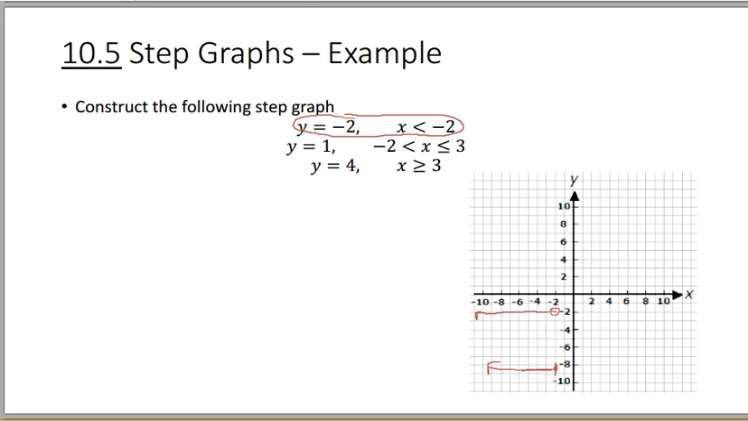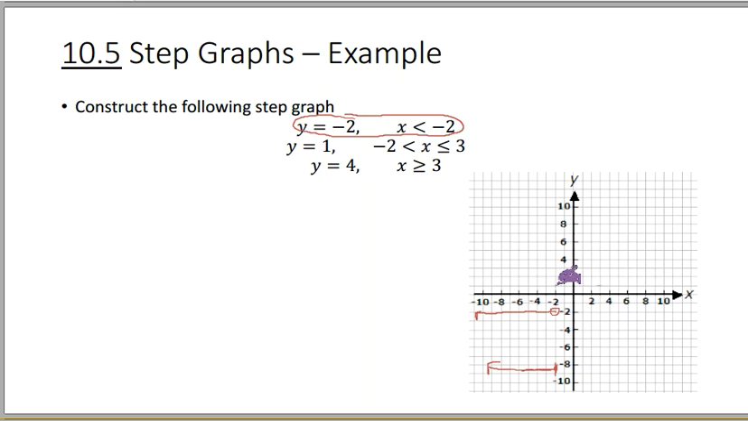The next one is between -2 and 3. Y is going to be equal to 1. Let me change color. Where's y equal to 1? There's y equal to 1 there. And between x is equal to -2, so -2 on the x starts there and finishes at 3 there. From -2 to 3, we want y is equal to 1.